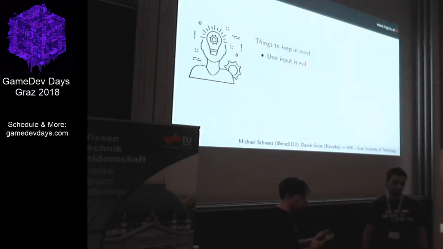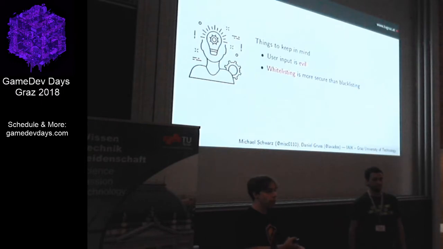Yes. So what do we have to keep in mind? As I said, user input is evil. Whitelisting is more secure than blacklisting. That's something we often observe. If you blacklist something, usually you forget about one corner case. And some smart user finds some way around your blacklist. Or a really dumb user can also.